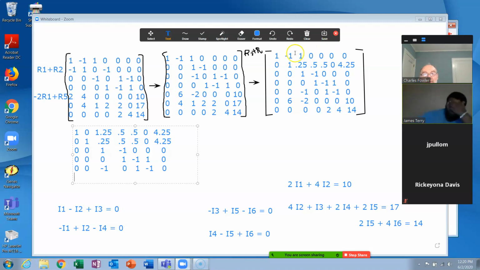All right, finally we get to another one we need to change. We need that 6 to become a 0 because after this leading 1, we want zeros above and below. These were all good. This one's not. So how do we get the 6 to become a 0? Minus 6 times row 2 added to row 6.